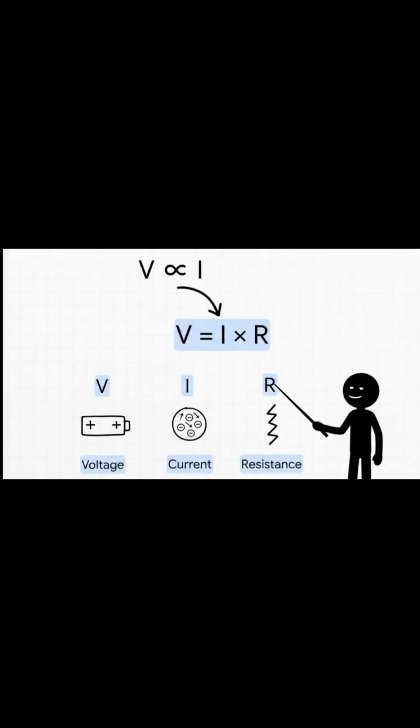Now, to turn this whole proportional concept into math we can actually use, we have to introduce a constant. And that constant is R. So our equation shifts from a proportion to the legendary formula V equals I times R. Just to be crystal clear on our terms here, V is the potential difference, or voltage, which we measure in volts. I is the current, measured in amperes or amps. And R? Well, R is this brand new variable we've just brought to the party. That's resistance, and it's measured in ohms.